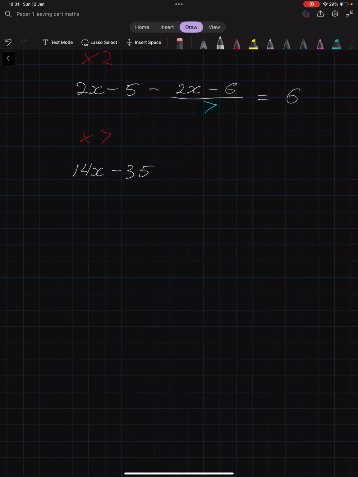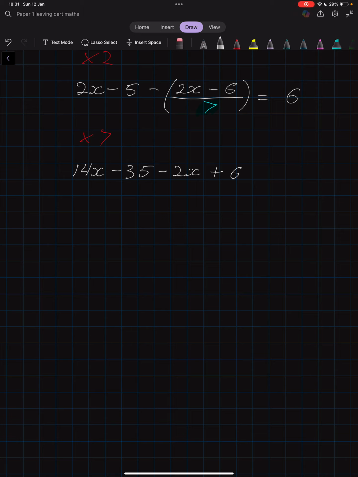So when I multiply by 7, the blue 7 on the bottom just disappears. That's why I multiply by 7, to get rid of it. So I'm just left with minus 2x plus 6. Hopefully everybody sees that: minus by minus, you get a plus, because I'm minusing the whole fraction off of it. Equals 6 by 7 is 42.